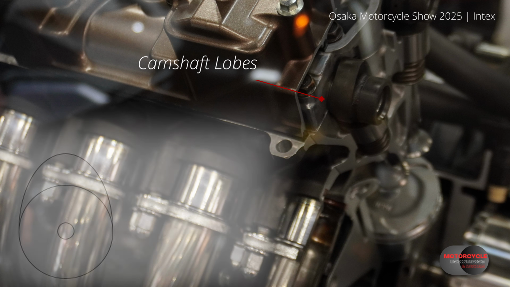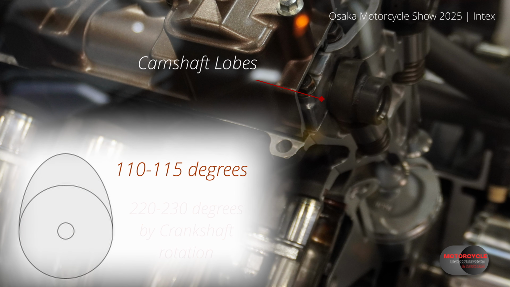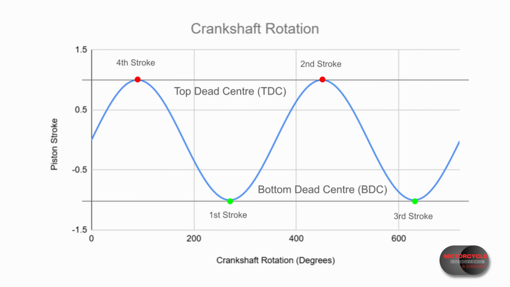Now taking a look at the camshaft lobes, they have this egg-like profile. This profile defines the speed at which the valve will open. It's roughly 110 to 115 degrees around the lobe, which means the valves will be open for 220 to 230 degrees of crankshaft rotation. For a 4-stroke engine, the crankshaft must rotate 2 times, that's 2 strokes per rotation.